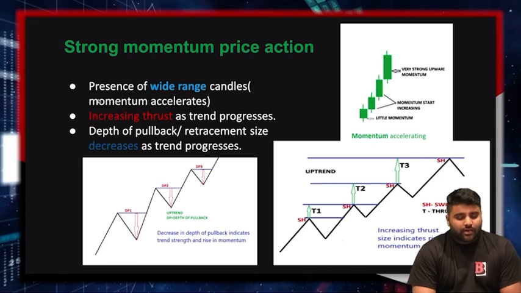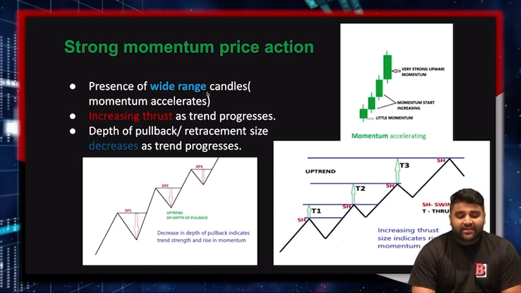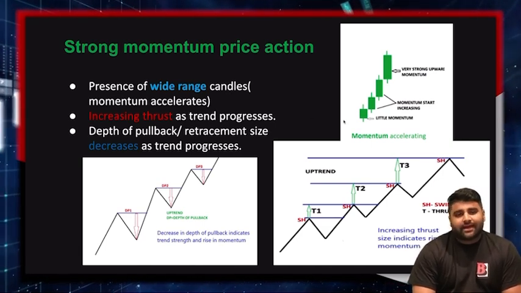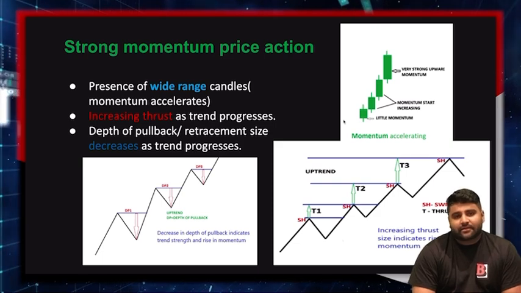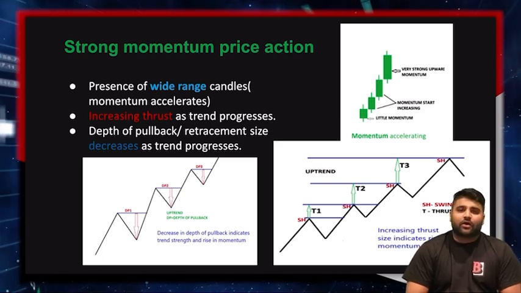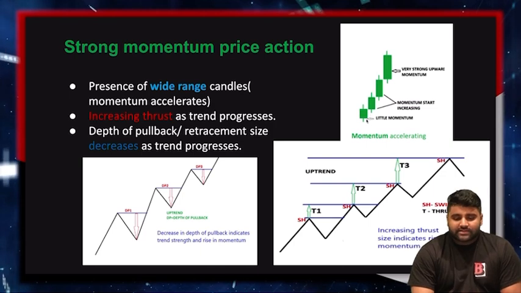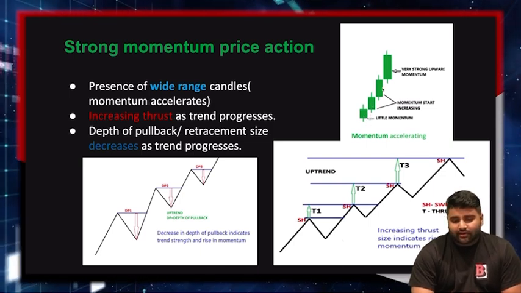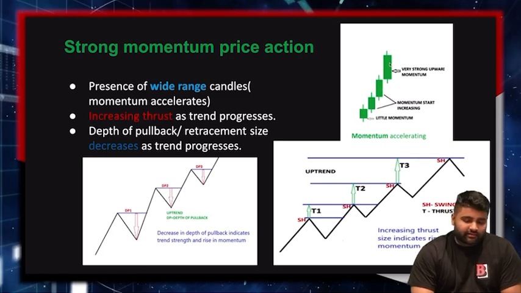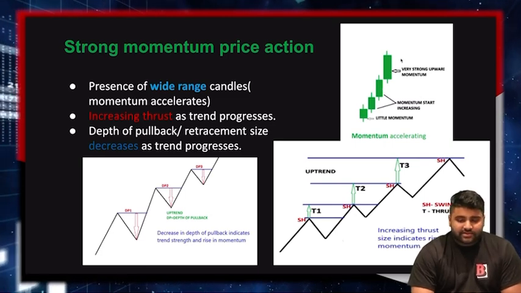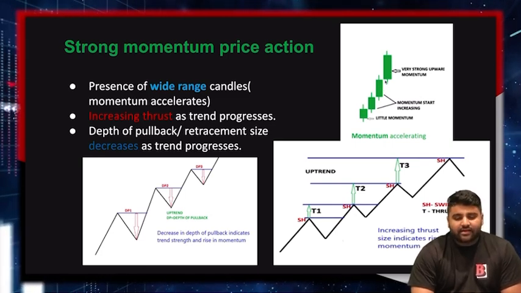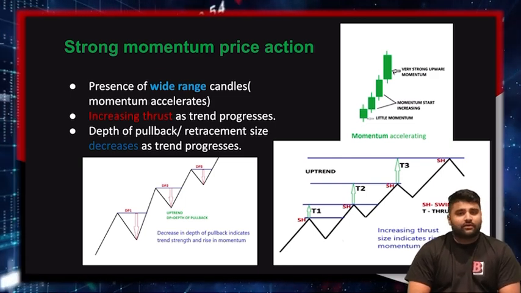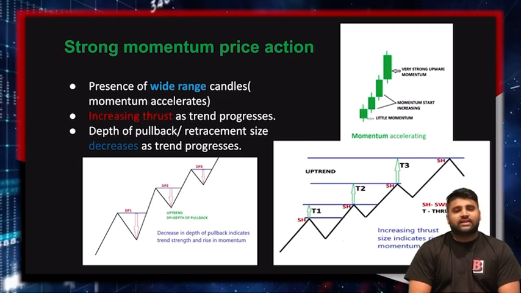So rule number 1 is presence of wide range candles. We say wide range candles because wide range candles, like I said in the previous slide, are indicators of strong momentum, right? So in this example here, you see a $1 candle, $2 candle, $3 candle, and then we have a $5 candle, right? As time progresses, you see the range of the candle increasing, and as long as it continues to increase, momentum is very, very strong, right? So this is what you want to see in a stock.